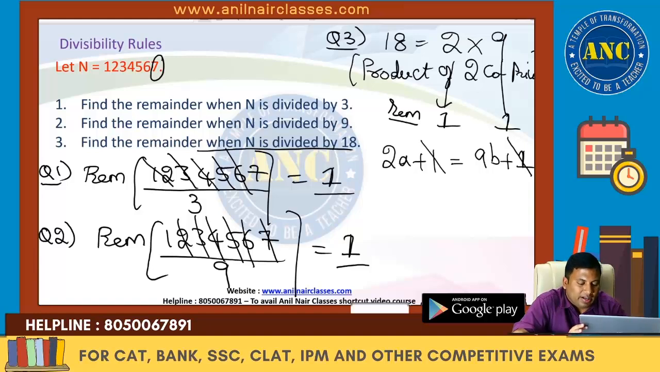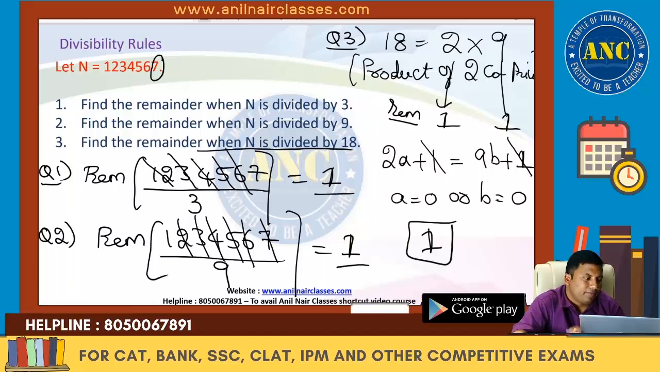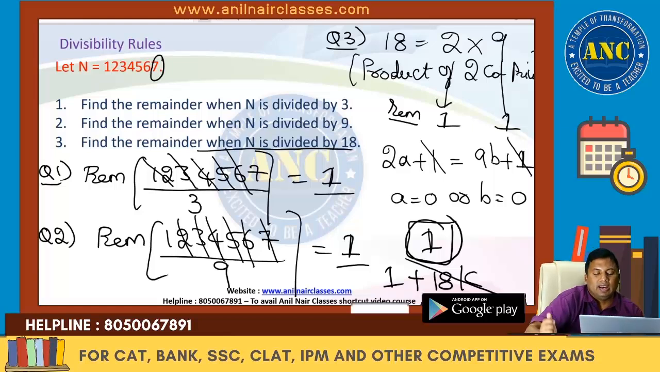So equate it. Both are equated, A0 or B0. Am I right? 2A equivalent to 9B. That is only possible when A is 0 and B is 0. A0, 2 into 0 plus 1, 1. So the lowest remainder is 1. Every time it is divisible by 18k. 1 plus 18k divisible by 18. Answer for this when the number is divided by 18 is 1.